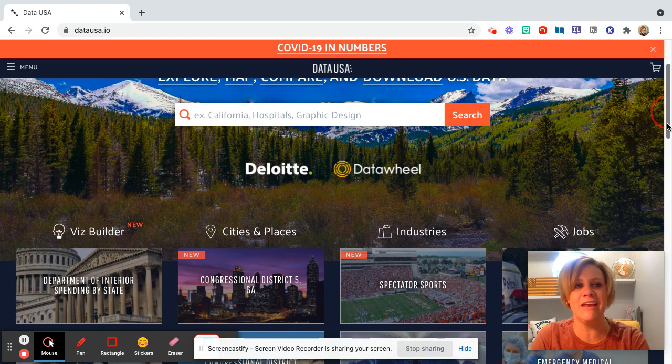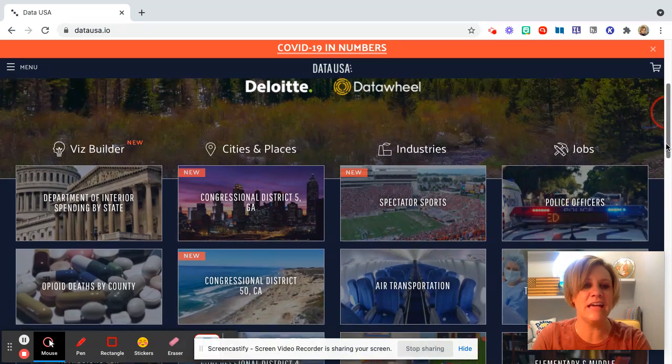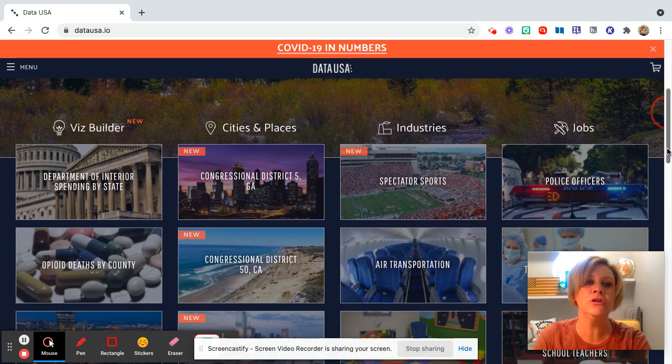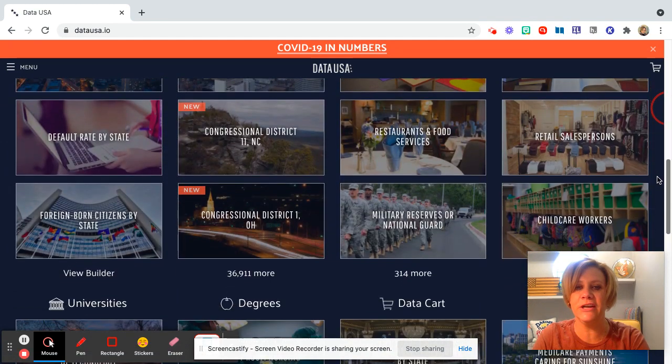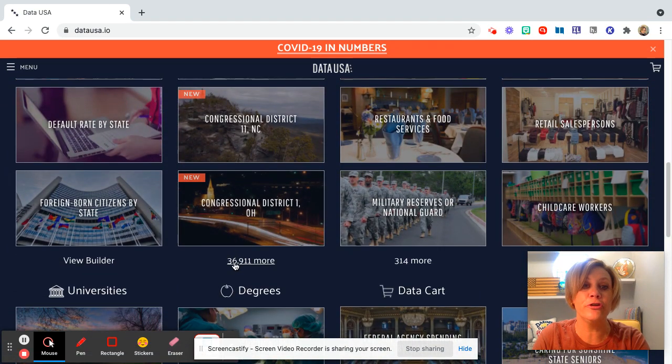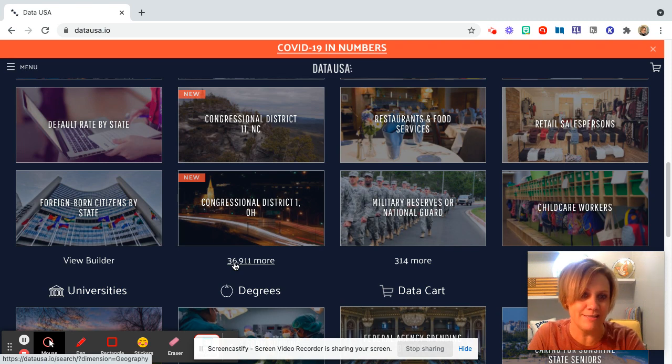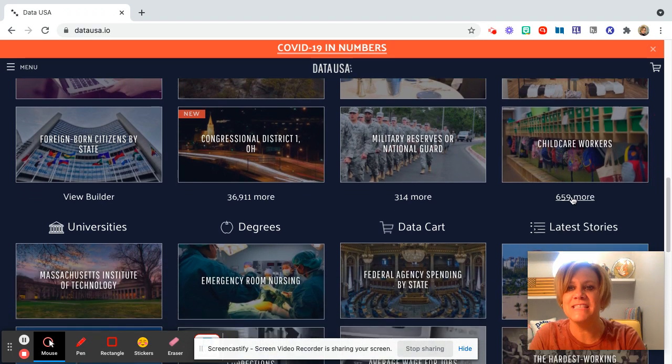So let's just look at it very quickly. You'll see that you have a Vis Builder, which allows you to actually look visually at data. You can look at cities and places, industries, jobs. So I can go down here, and if you'll notice, 36,000 more places I can look at. 314 more industries I can look at. 659 more jobs that I can look at.